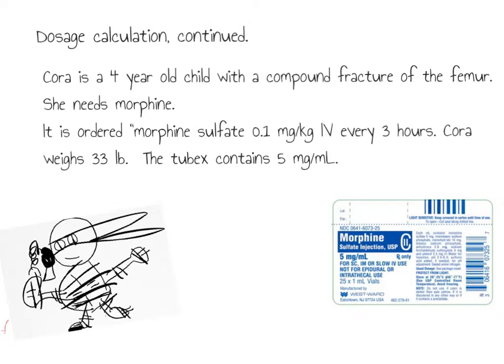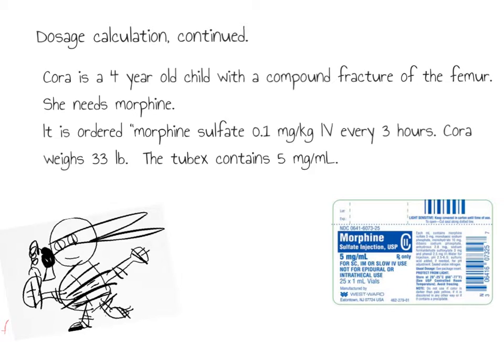And I pulled a case out of your Evolve HESI case studies. It's in the pediatric section under compound fracture, and it's a great review. Even though it's a kid, it's not specific to pediatrics as much as it's about traction and cast care and all the issues that happen with musculoskeletal trauma. Anyway, right now she needs morphine, Cora, and it's ordered in a weight-based dose like most peds drugs are.